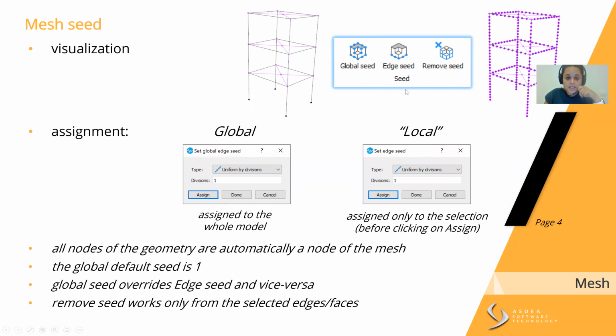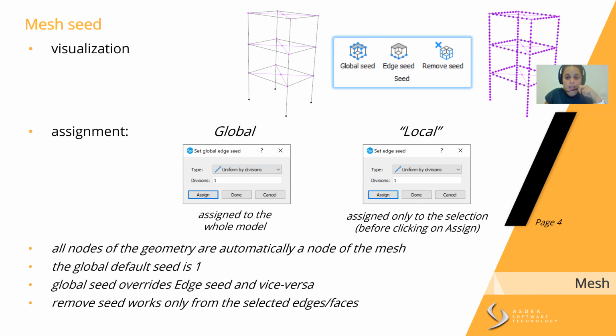What's important to remember is that if you assign a global seed, it will be assigned to the whole model. So maybe you can just define a seed uniform by division or by size. We can look at that afterwards in the software, but that will be assigned overall to everything you have in your model and will override everything else that you had assigned locally. Instead, the edge seed is something that you assign locally. So you just select a few edges or a few faces, and there that seed will be applied.